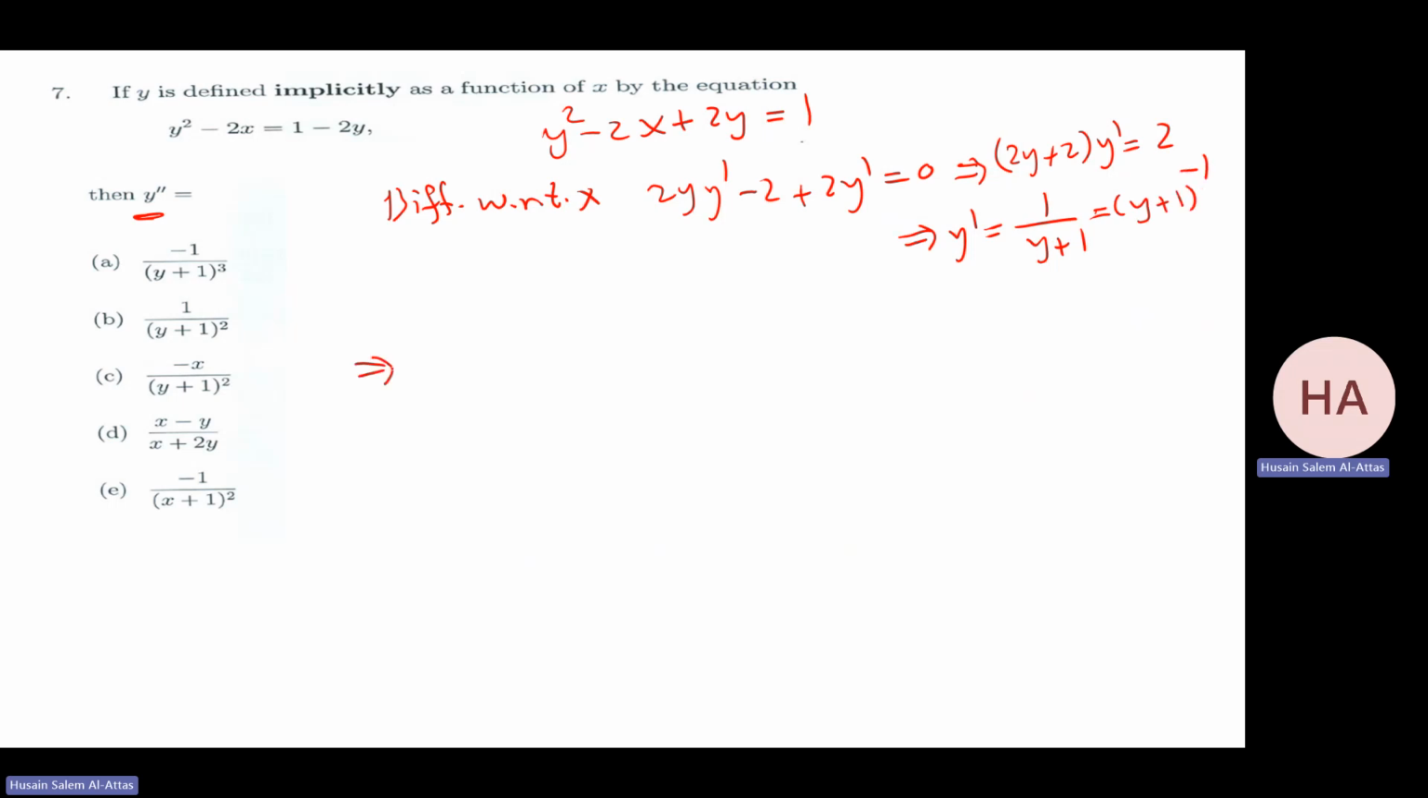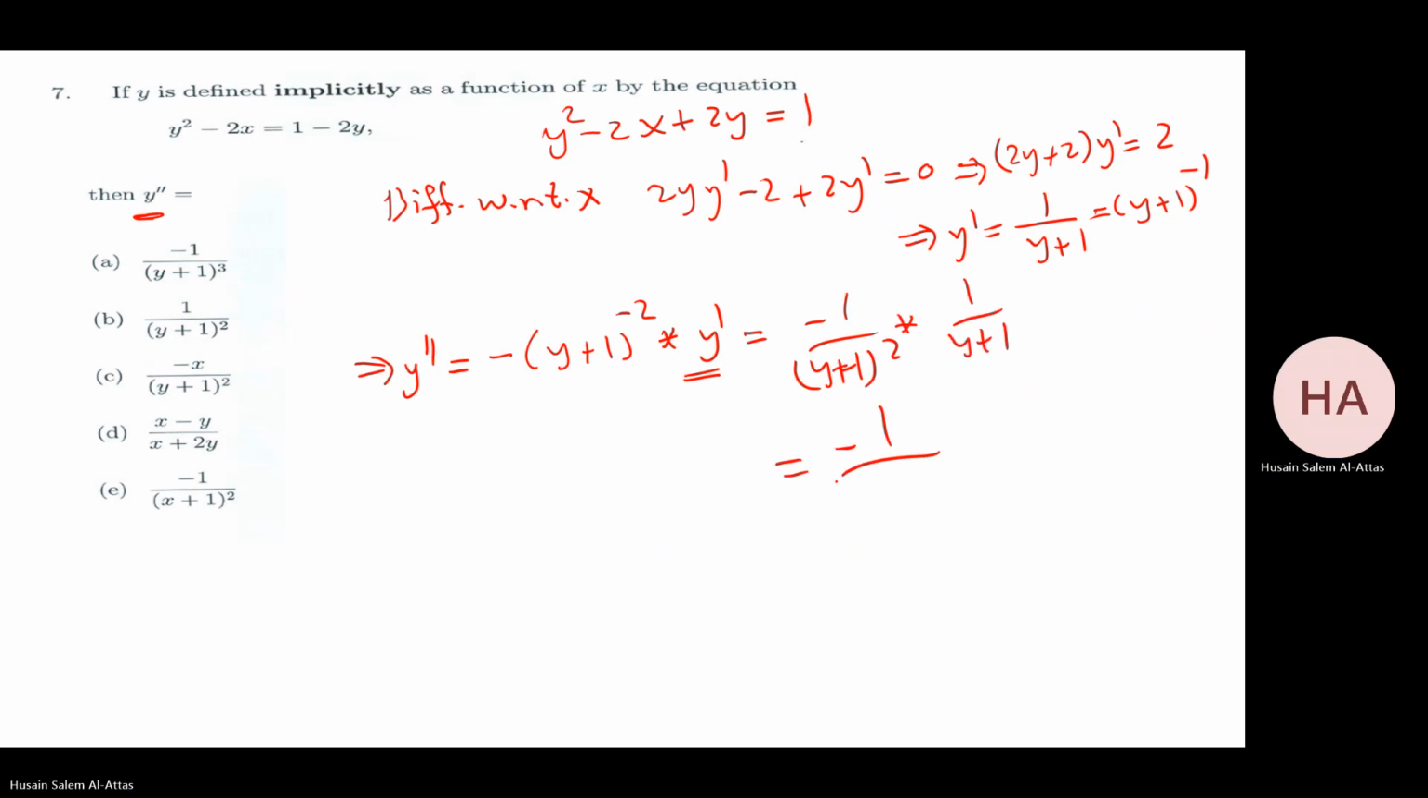So y double prime will be minus (y plus 1) to the power minus 2 times y prime. And that is minus 1 over (y plus 1) squared times, what is this, 1 over y plus 1. So the answer is minus 1 over (y plus 1) cubed. It looks complicated but it's a very easy one.